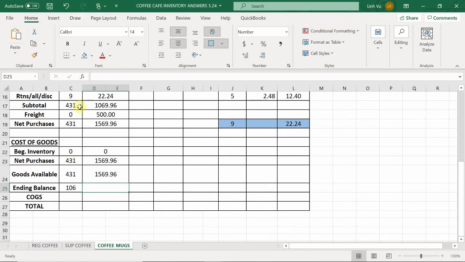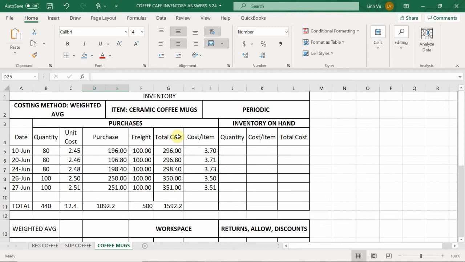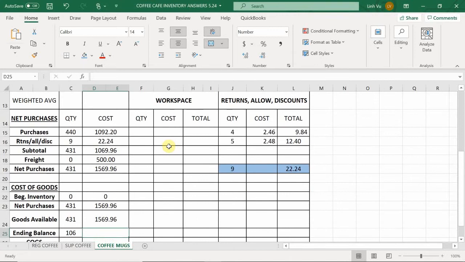So what inventory costing method am I using for my coffee mugs? Weighted average. We're doing weighted average, okay? So now we need to solve for our average cost per item. How do I do that?